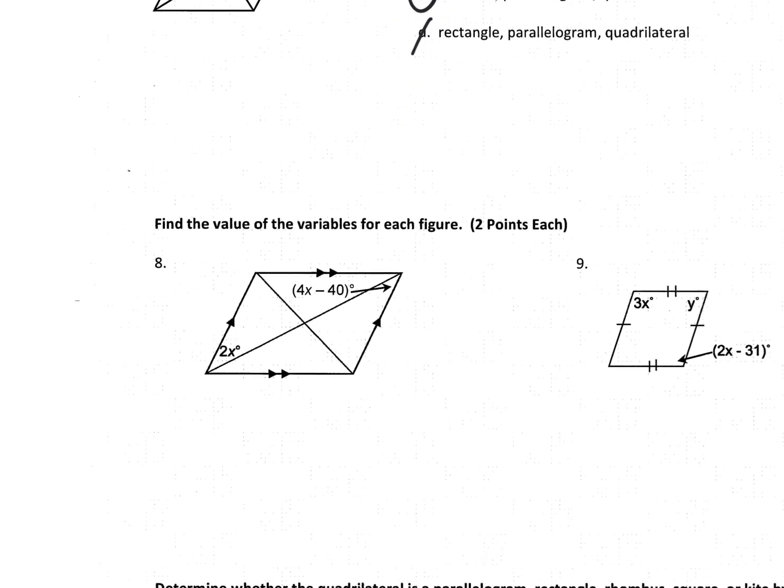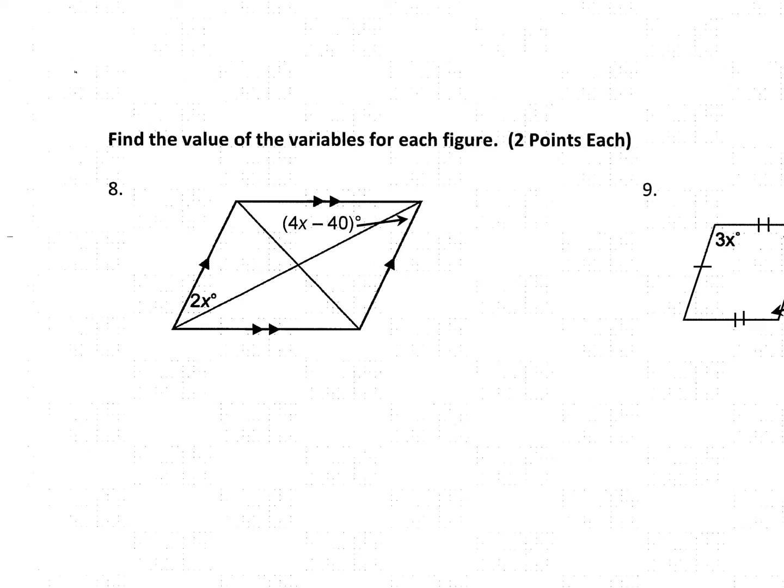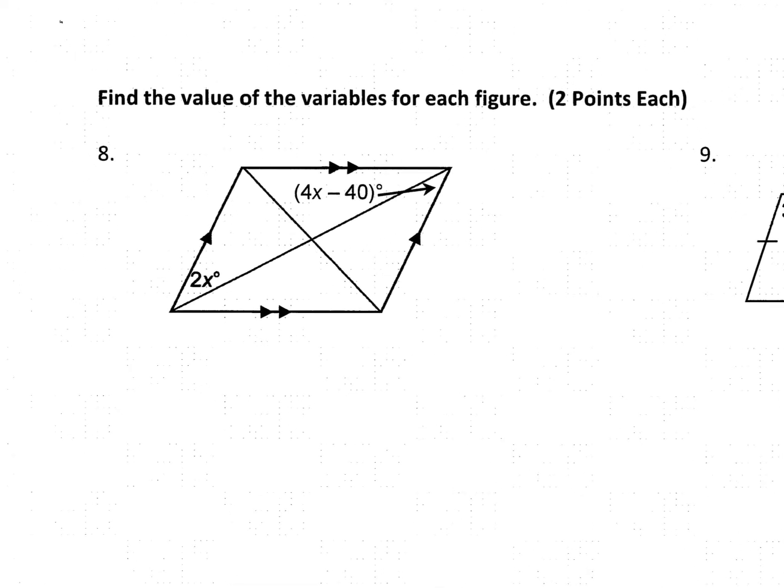All right, number 8. Find the value for the variables for each figure. So we know this is a parallelogram because I have opposite sides labeled as being parallel. So we've got to remember back to when we were talking about parallelograms, what do we know about opposite angles? This angle here and this angle here are called alternate interior angles, and alternate interior angles are congruent.